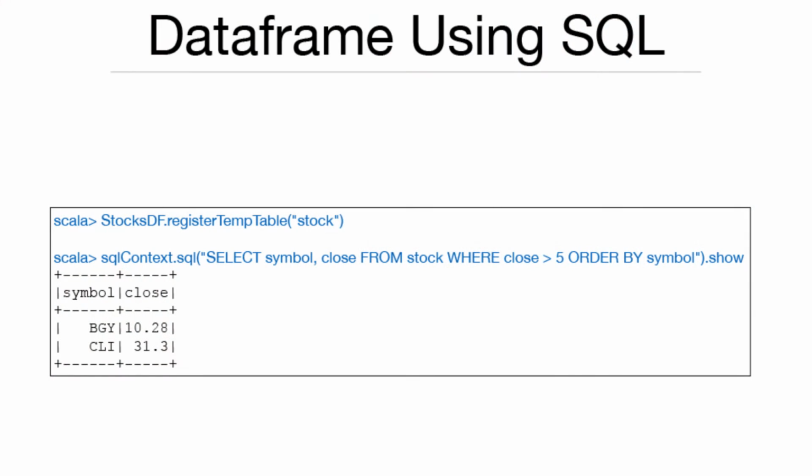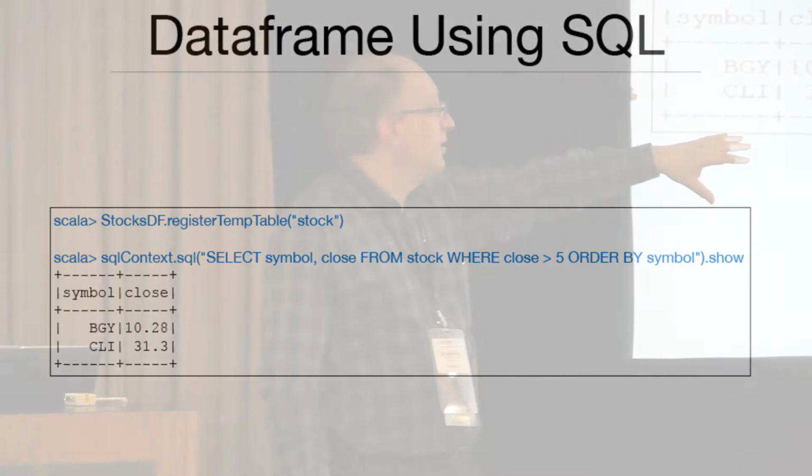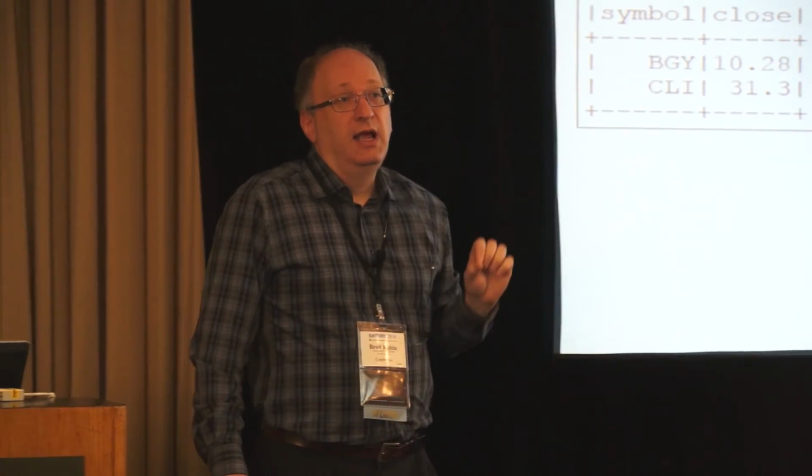And now we've just bridged to the world where you can execute SQL statements: select symbol, close from stock where close is greater than 5, order by symbol, and then show the result. And we've now just bridged to the world where you don't have to write any Scala code per se. You just have a little boilerplate and can embed SQL code in it.